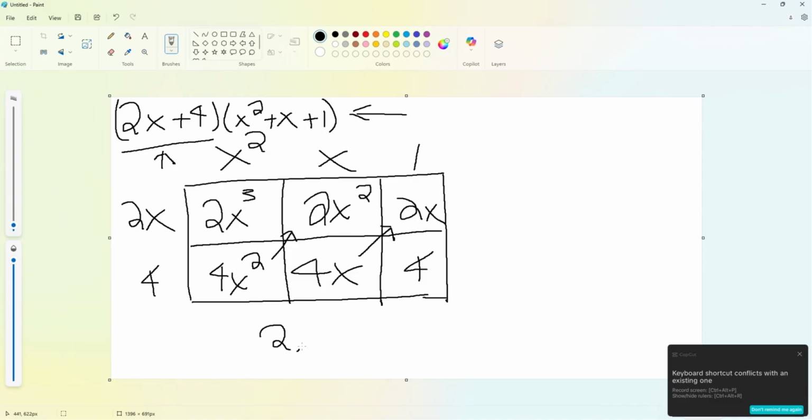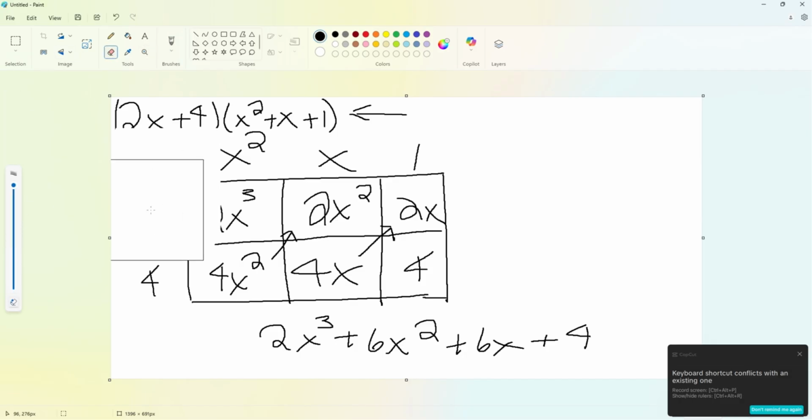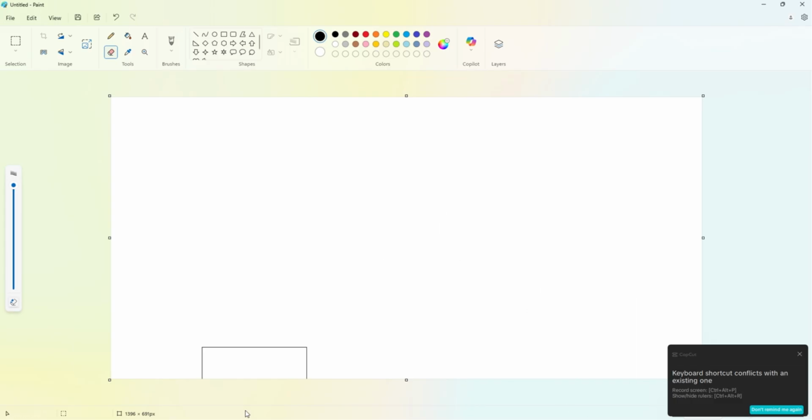So we get the value 2x cubed plus 6x squared plus 6x plus 4. That is our answer. Now we are going to move on to factoring through our box method, which is a little more complex, but it only adds a few steps.